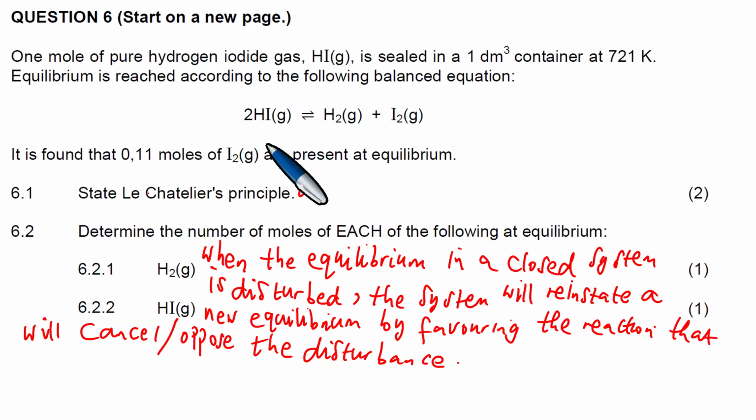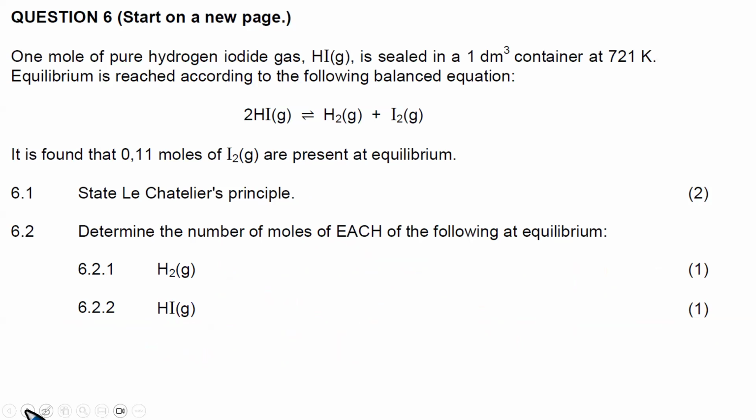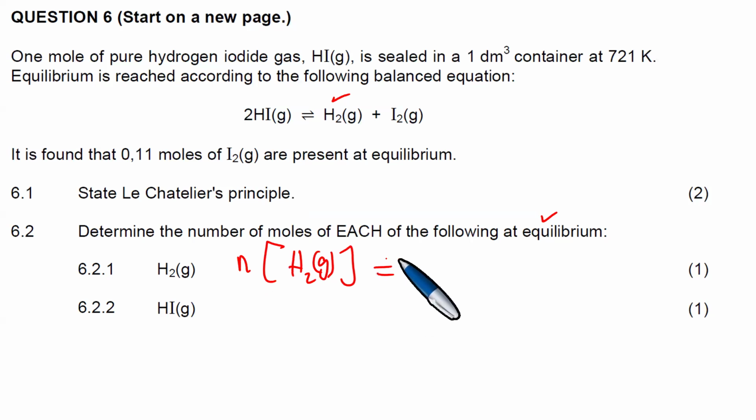Next question. In the next question, they're saying determine the number of moles of each of the following at equilibrium, when we are dealing with, for instance, the hydrogen gas and also your hydrogen iodide gas. So in the next question, we are looking at the number of moles of the following at equilibrium. What will be the number of moles of hydrogen at equilibrium? So we are dealing with the number of moles of the hydrogen gas at equilibrium.